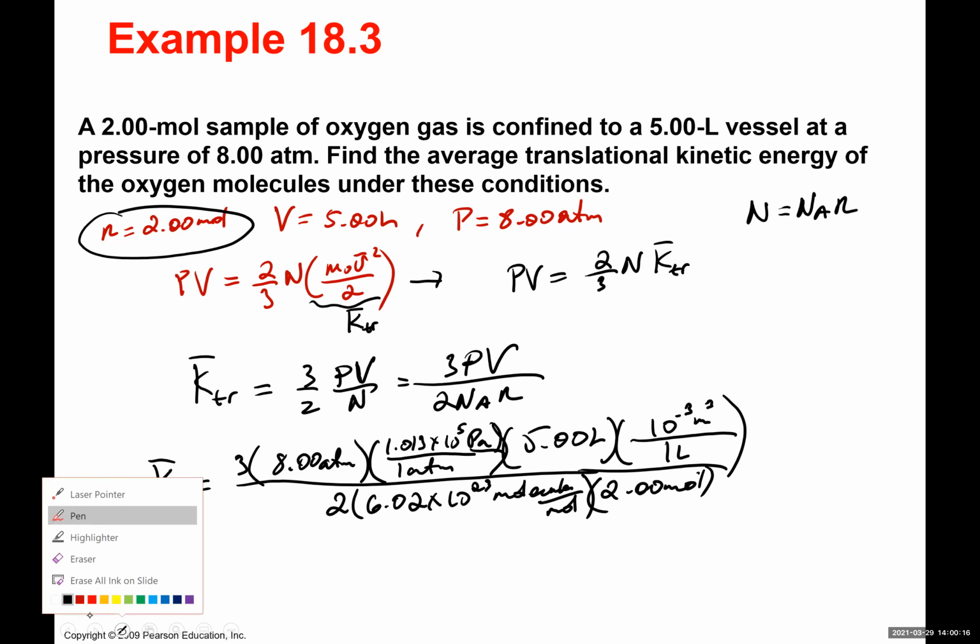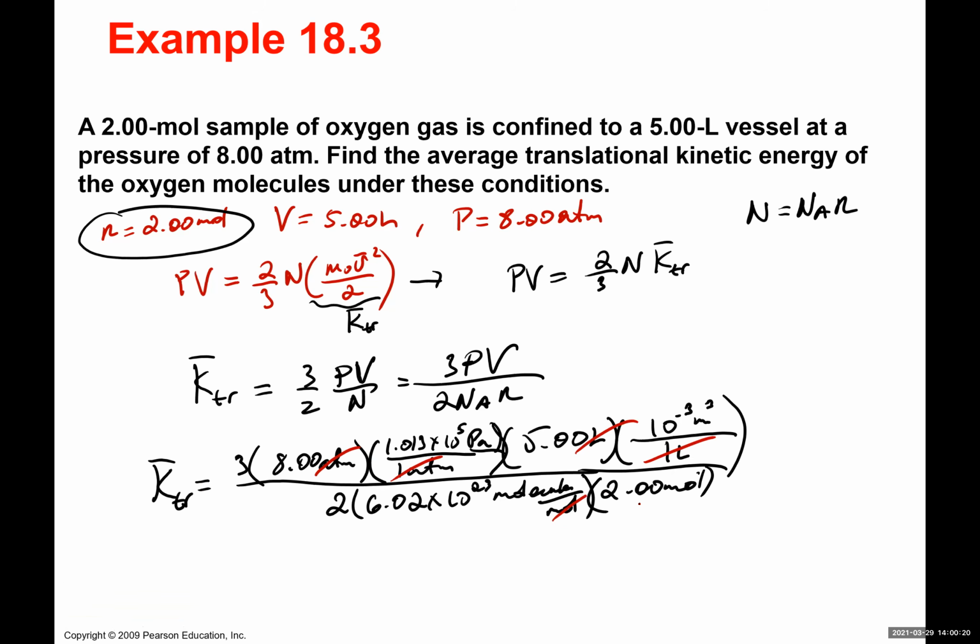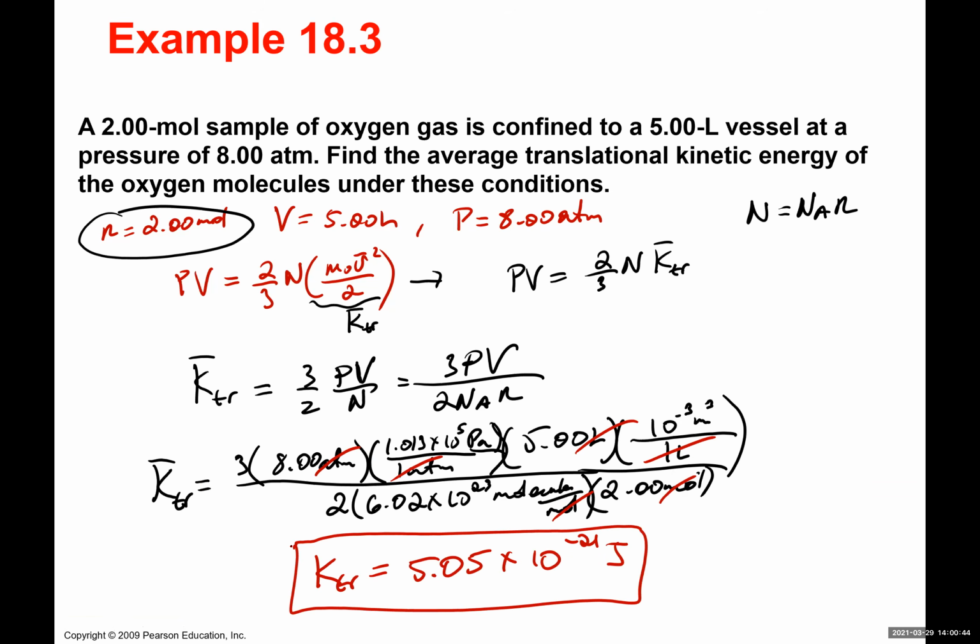All right, so doing this, we can see that atm cancels out, liters cancel out, number of moles cancels out. If I do this calculation for the translational kinetic energy, we will have 5.05 times 10 to the negative 21 joules. There you go. So that's the translational kinetic energy for those oxygen molecules.